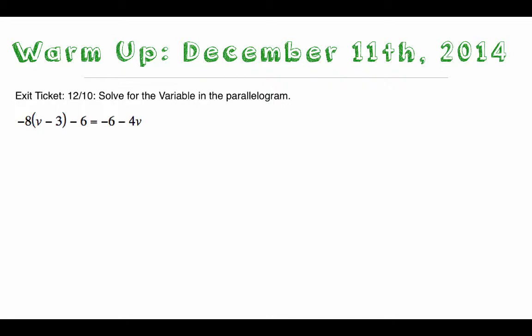All right, our first step is going to be distribute. So what we're going to do is distribute what's on the outside of the parentheses to what's inside the parentheses. So we'll have a negative 8v as we distribute that. A negative 8 times a negative 3 is going to give us a positive 24, minus 6 equals minus 6 minus 4v. All right, time to combine like terms again.